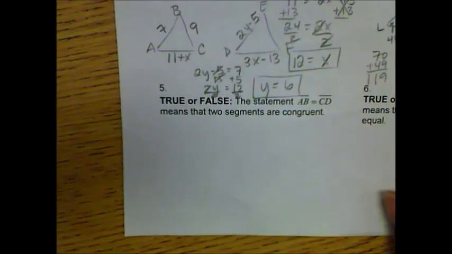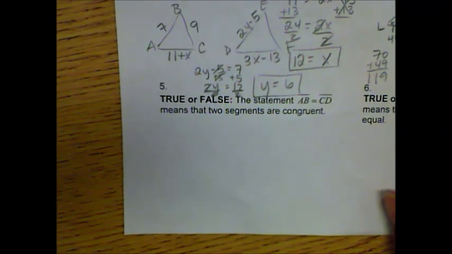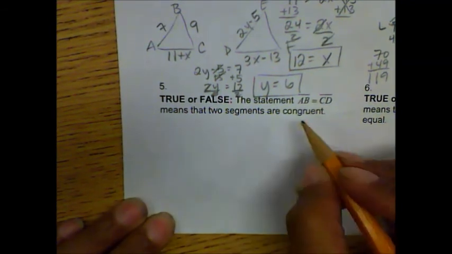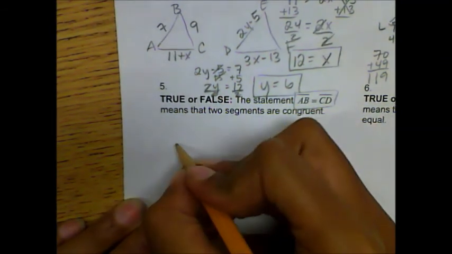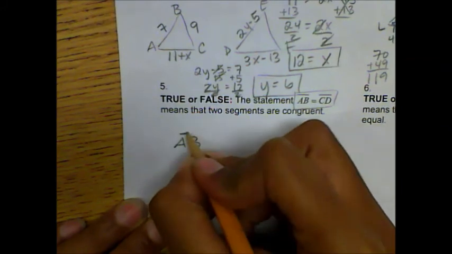Alright, the last question I'm going to do for this video is number 5. Number 5, true or false? The statement AB equals CD means that the two segments are congruent. Now I'm going to have to say false. And the reason I'm going to say false is, look at the statement. And I'm going to rewrite the statement big so we can see it.